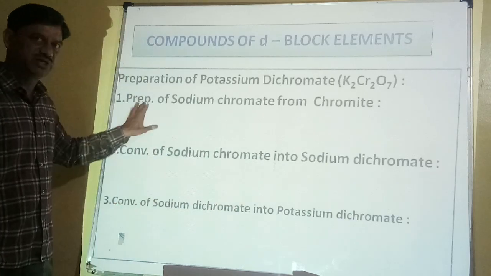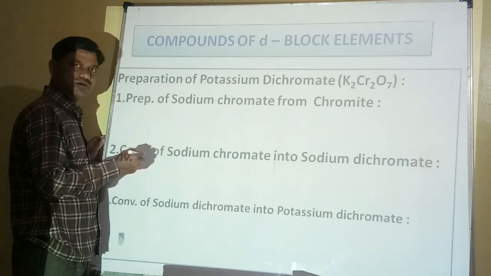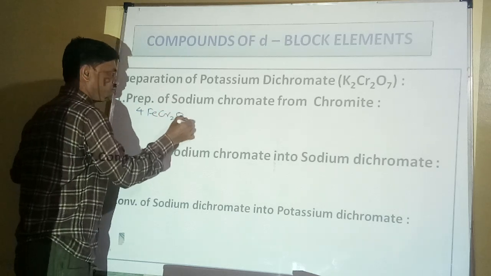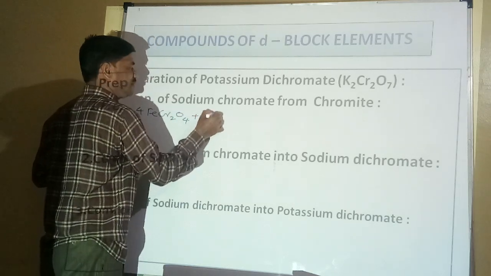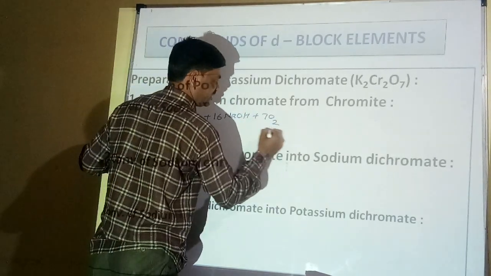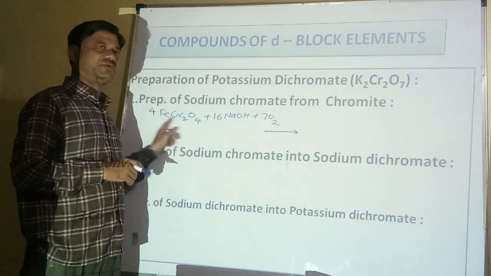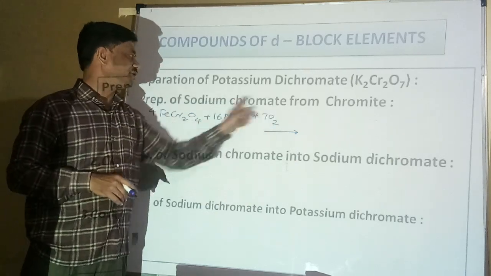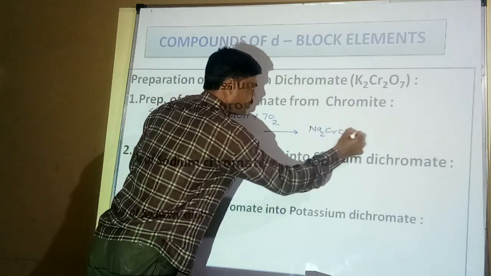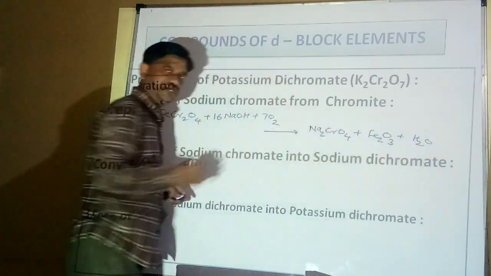So let us shift towards the first one. What is chromite? FeCr2O4. Remember the formula for chromite. 4 moles we are taking of FeCr2O4. It is treated with excess quantity of alkali like NaOH in the presence of excess oxygen. So check here what type of product you are getting. Remember, this Fe converts into Fe2O3, and this sodium converts into sodium chromate. What is the formula for sodium chromate? Na2CrO4. Fe converts into Fe2O3, and remember the side product H2O.